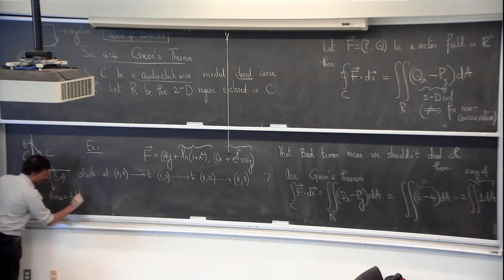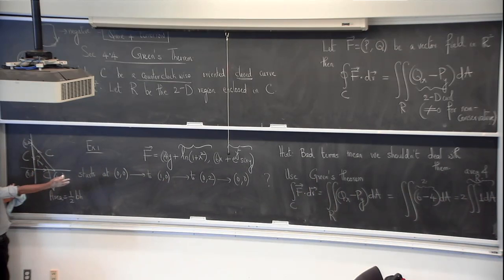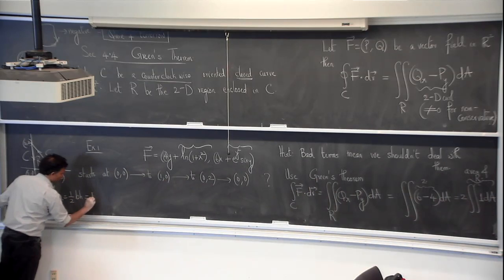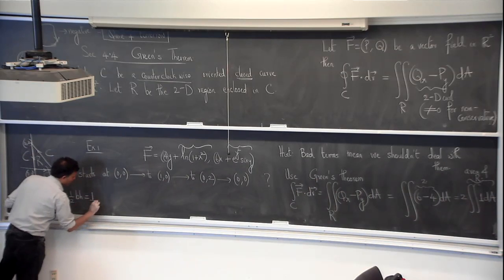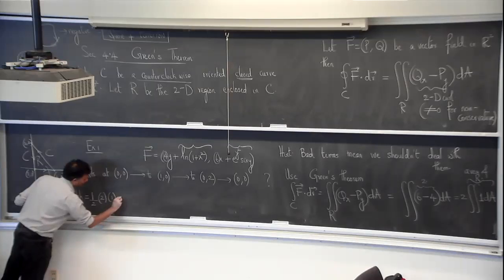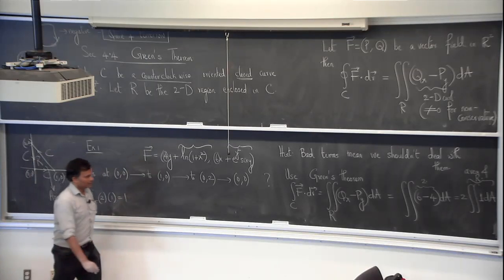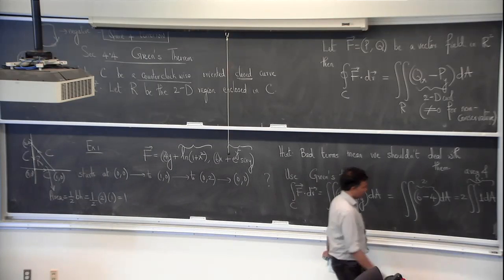We don't need any double integrals to do this, because that's a constant number there. So that's equal to just 1/2 times base is 1, height is 2. That's 1. So this answer is 2 times 1, which is 2.